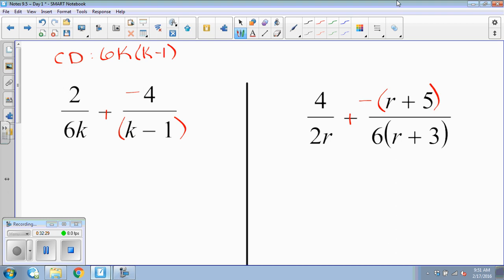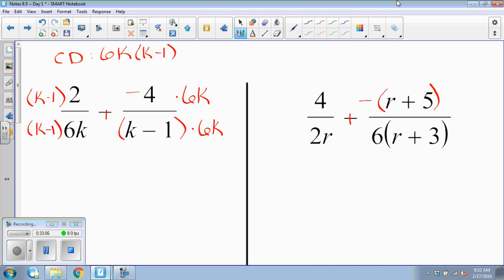Well, that's easy. We can do that. So let's start over here. I already have 6K. What am I missing? K minus 1. So what I do on the bottom, I have to do on the top. Okay? Now, on the right-hand side, what am I missing? 6 times K. So times 6K.